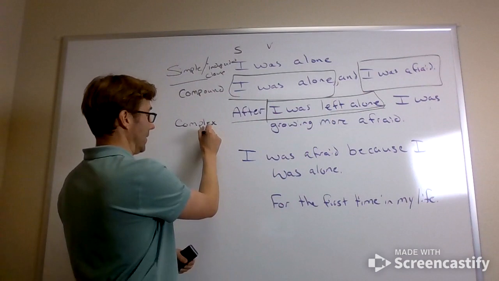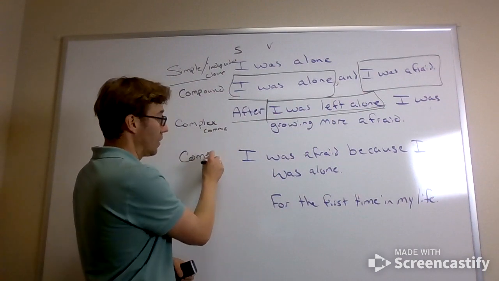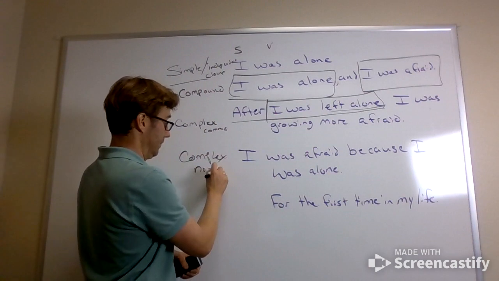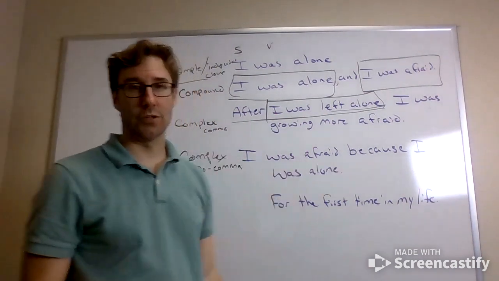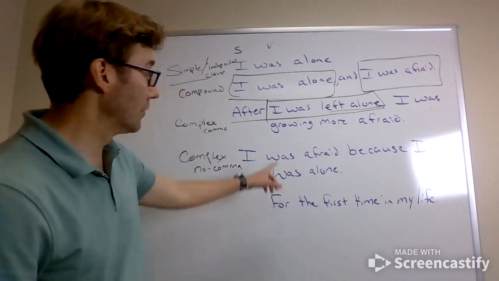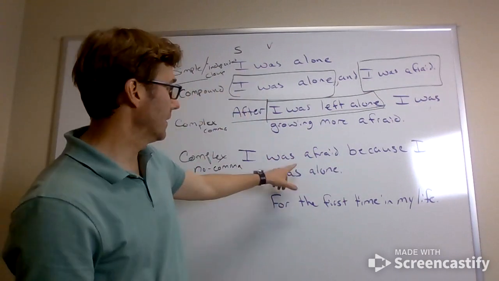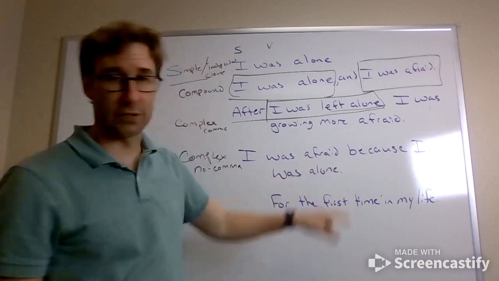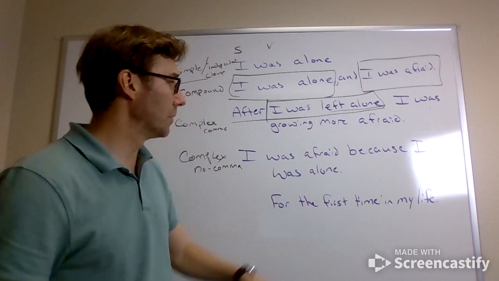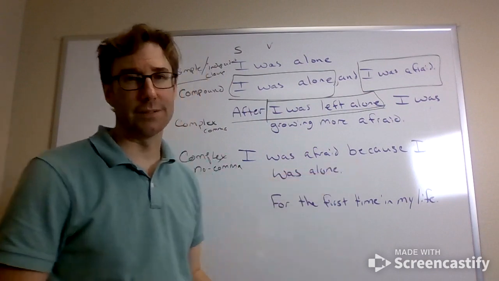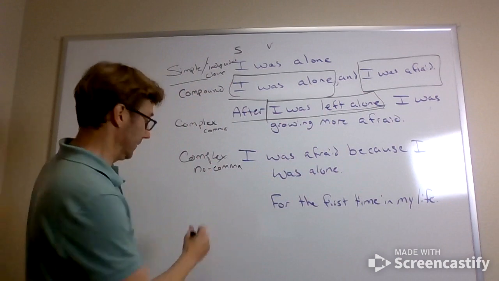That's a complex with a comma. But there's a complex structure with no comma, and that is when you embed your subordinating conjunction. I was afraid is still an independent clause, and because I was alone. It's the same structure, just no comma. So you almost never see a comma before the word because. It almost never happens. Last but not least, we have a fragment.